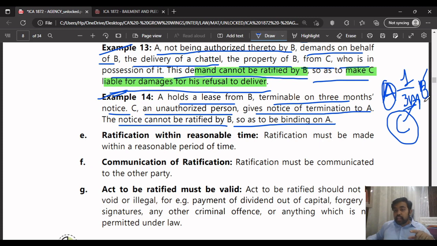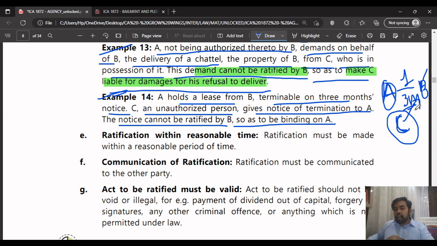Now B cannot ratify the C's termination form, what he has given C. He cannot authorize it and say that it is a valid termination, and he cannot remove A from his lease property because A will get injured.